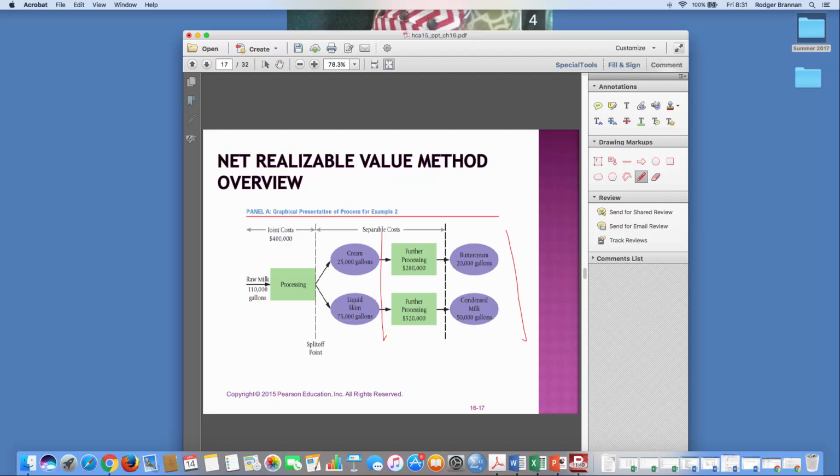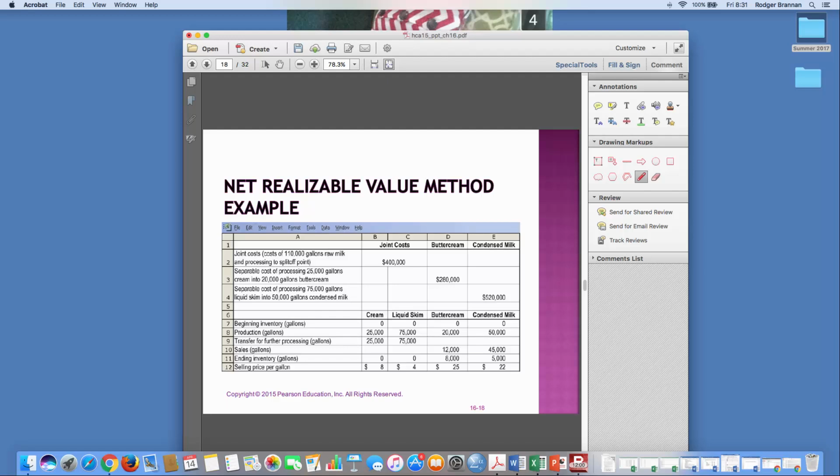That's inevitable in many products, okay? But it doesn't necessarily mean that you're going to lose money. If the enhanced sales value is sufficient, you can certainly make that up. All right, so the joint costs are $400,000. The separable costs are only applied to the individual product, okay? In other words, buttercream is only going to be allocated $280, condensed milk $520, but the joint costs are going to be shared across both of these products here, okay?